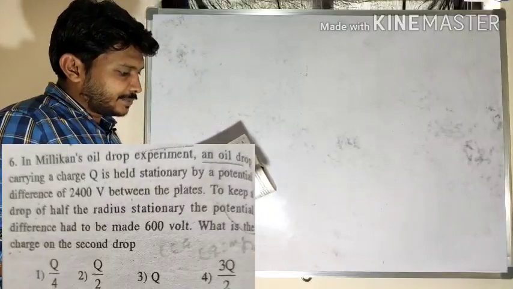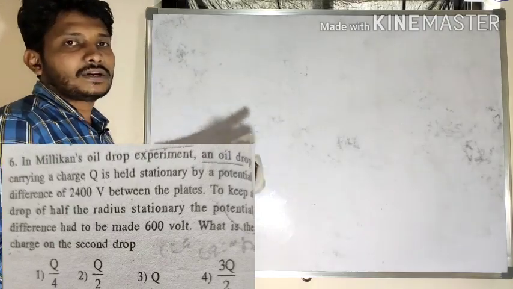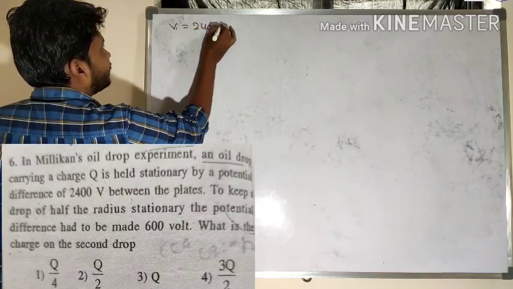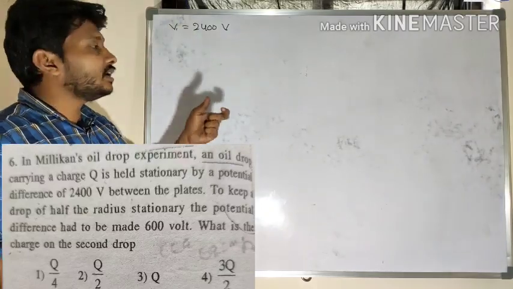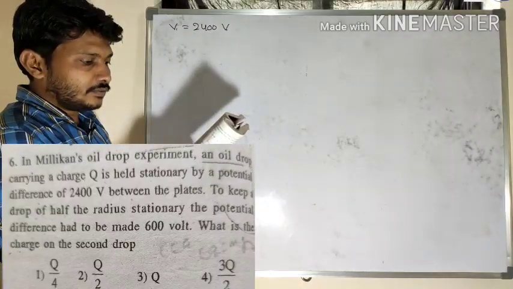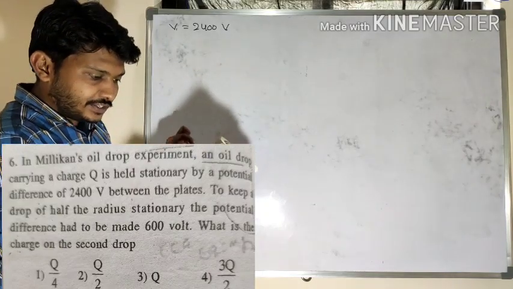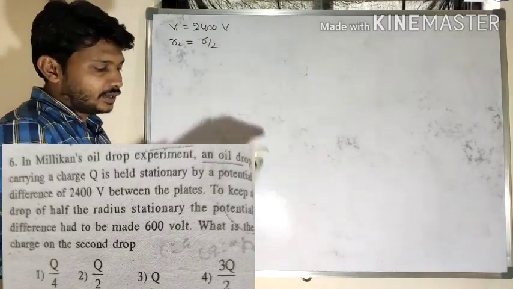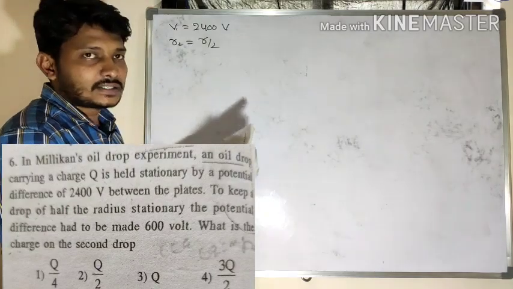In Millikan's oil drop experiment, an oil drop carrying a charge Q is held stationary by a potential difference of 2400 volt. So one oil drop is there, its charge is Q, and I will make that oil drop stationary. In order to make it stationary, between the plates I apply a potential difference of 2400 volt. To keep a drop of half the radius stationary, I make the radius half, so R2 I consider as R by 2. With R by 2, the potential difference had to be made 600 volt.